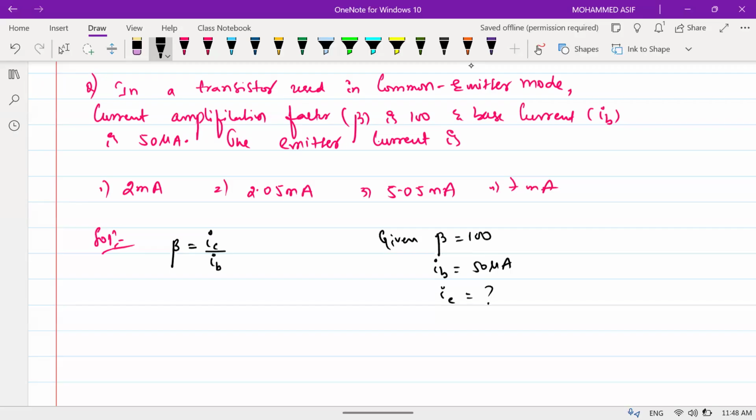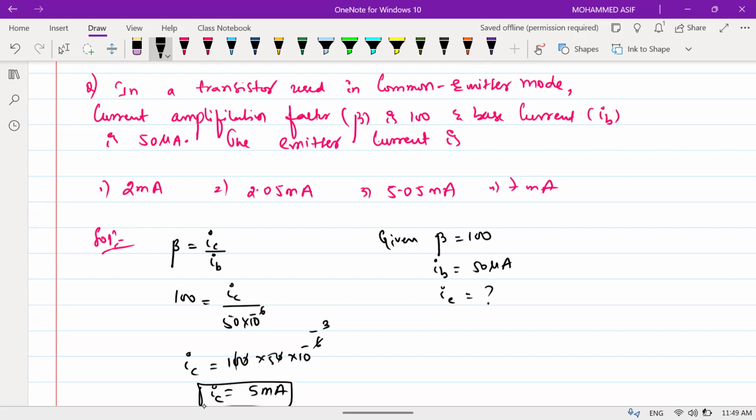So from this, beta is 100, which is equal to collector current divided by base current. Base current is 50 into 10 power minus 6. How much do I get for collector current? Collector current is equal to 100 into 50 into 10 power minus 6, so that will be 5 milliamperes is your collector current.